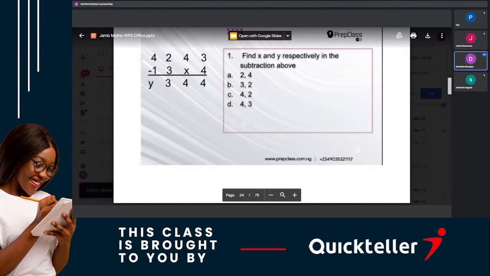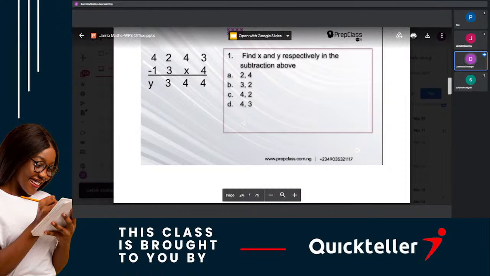Let me come again. Because this is base 5, I'll borrow 1 from 4. It will remain 3 here. But the 1, when it comes here, you will need to write 5, not 1, not 13. It will be 5. Why is it 5? Because it is in base 5. So 5 plus 3 will make 8. 8 minus 4 will give you 4.